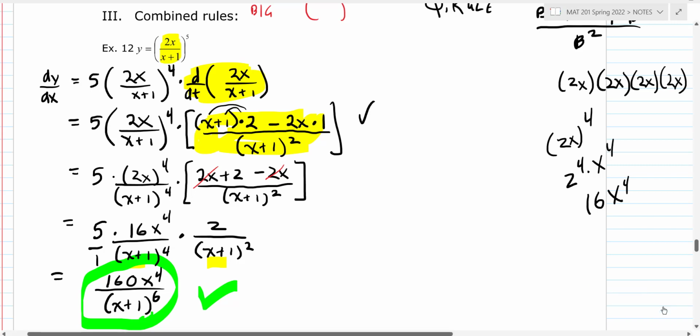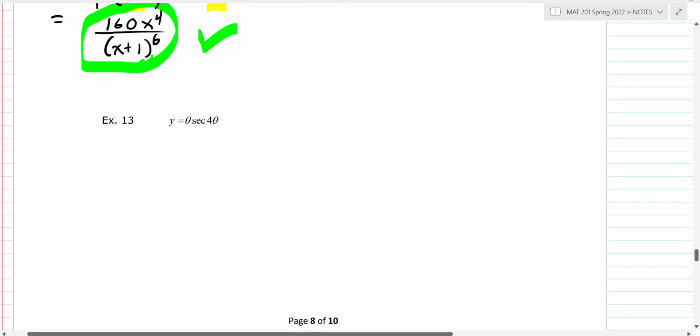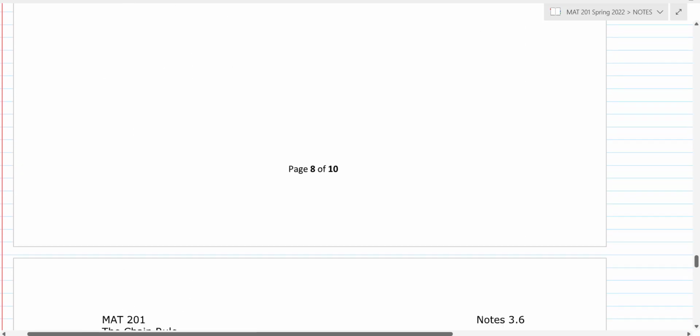Okay, so we'll move to the next example here. I want to do a few more, then I'll have you do some problems. So this is another one. This one has 2 things being multiplied. So you see on here that we have 2 functions. So this would be a product rule.